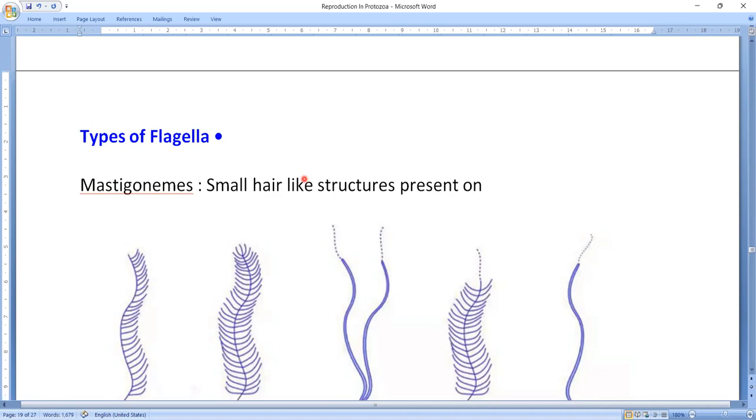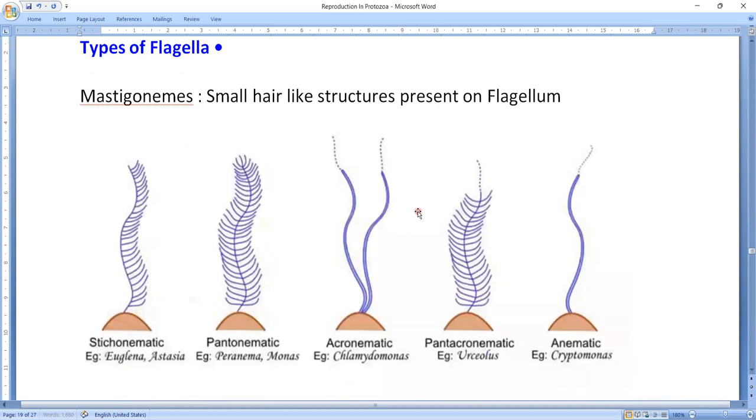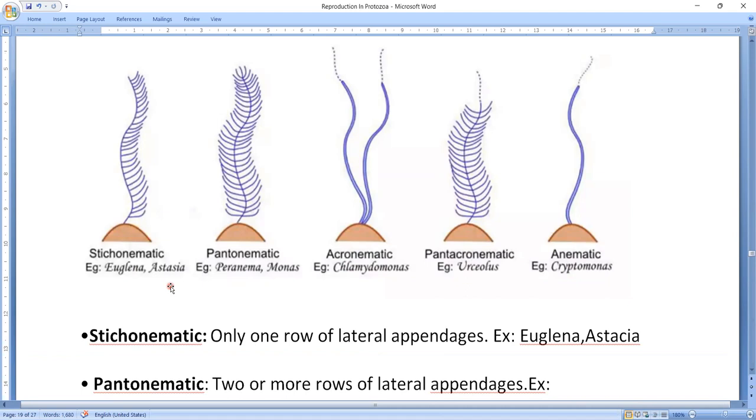Based on mastigonemes, the flagella are classified into different types. Here you can see the stichonematic type, where the mastigonemes are present on only one side of the flagellum. Example, Euglena astatia. If the mastigonemes are on both sides, that is called pantonematic. You should learn the examples by heart, its meaning and examples. Example, Paranema and Monas. Panto means both.